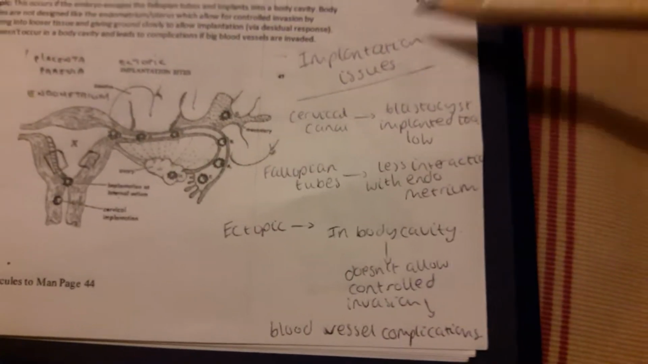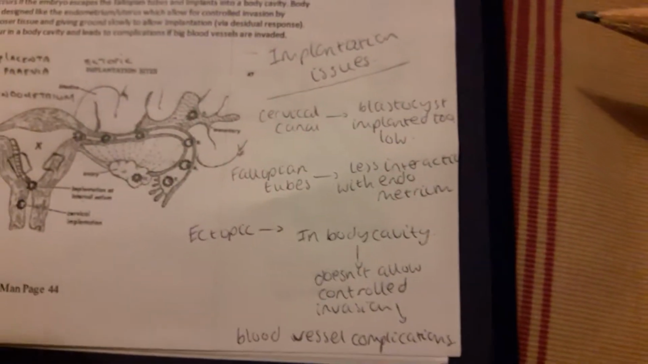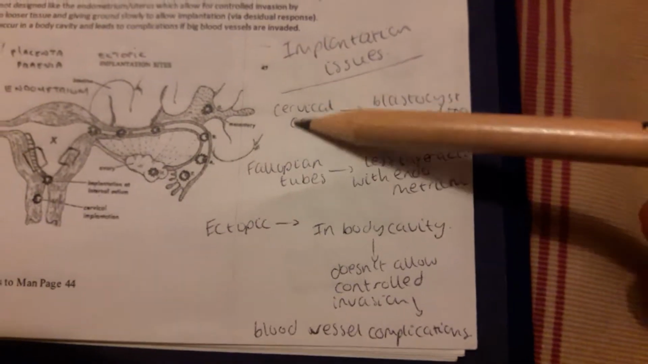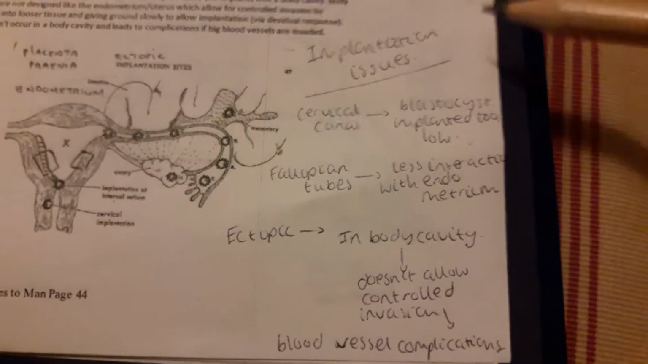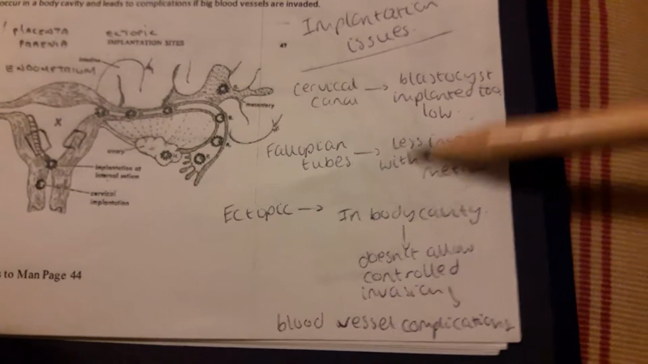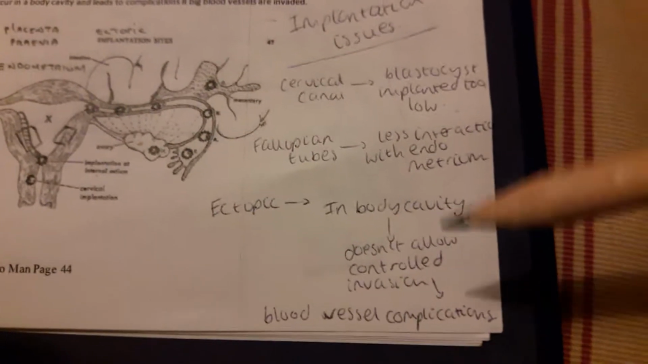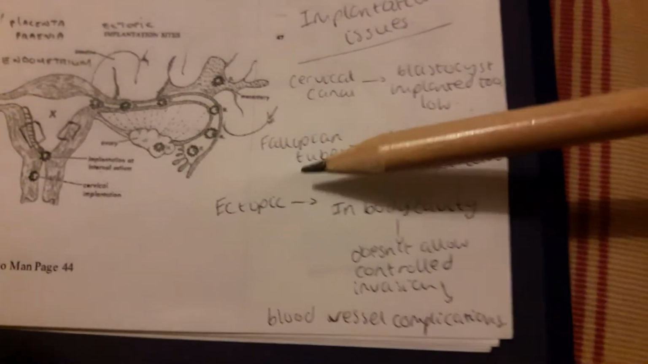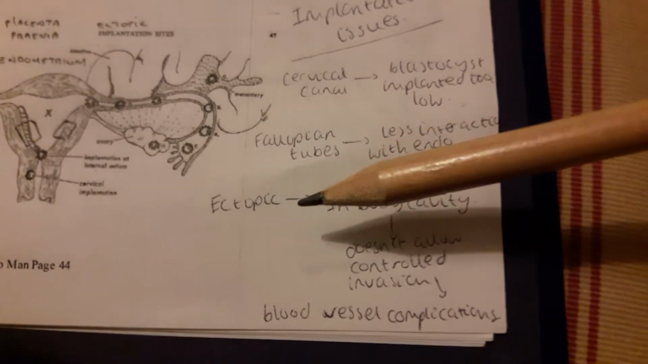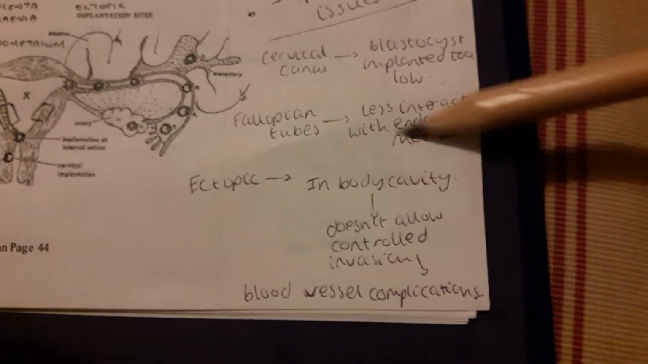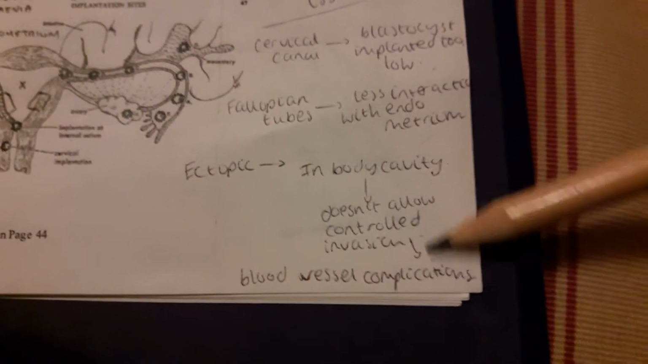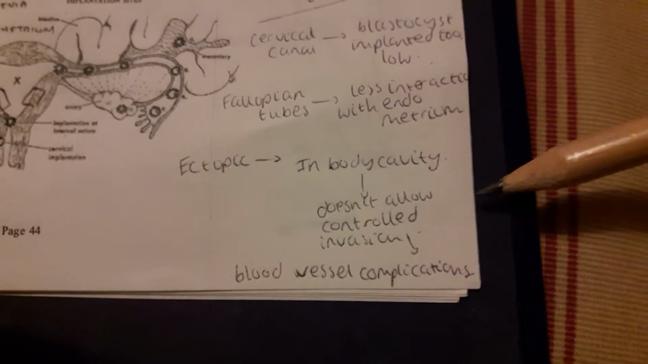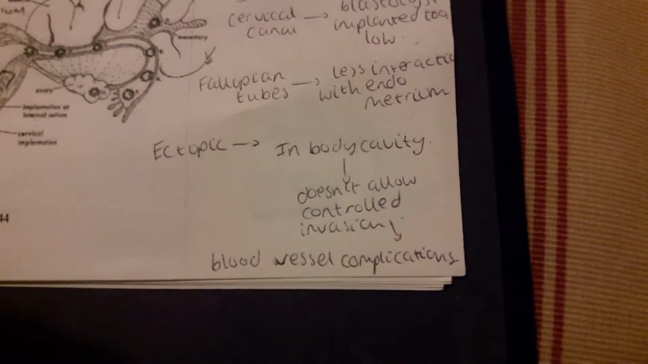In terms of implantation issues, the blastocyst can implant into the cervical canal, which is obviously far too low. It can implant into the fallopian tubes shown here, which means there's less interaction with the endometrium and it's less able to implant fully. It can also be ectopic, which is when it enters the blood and enters some sort of body cavity. And this doesn't allow controlled invasion into the body, which can lead to blood vessel complications.